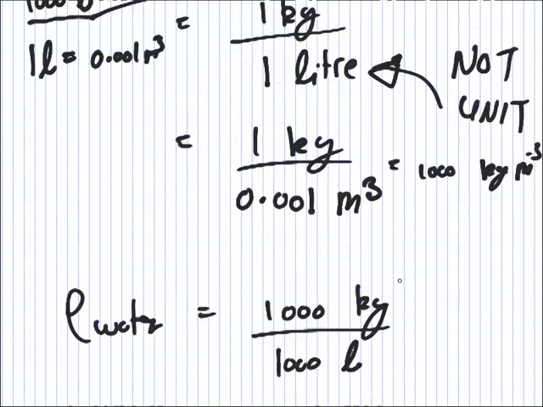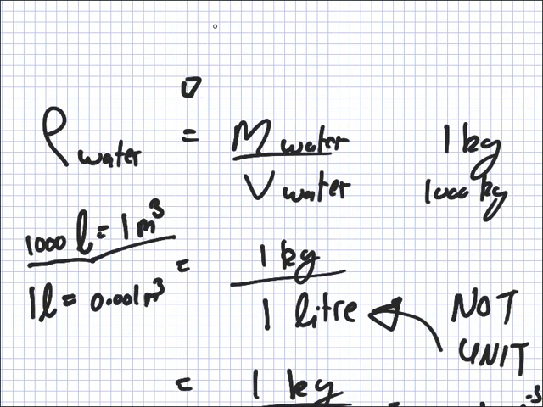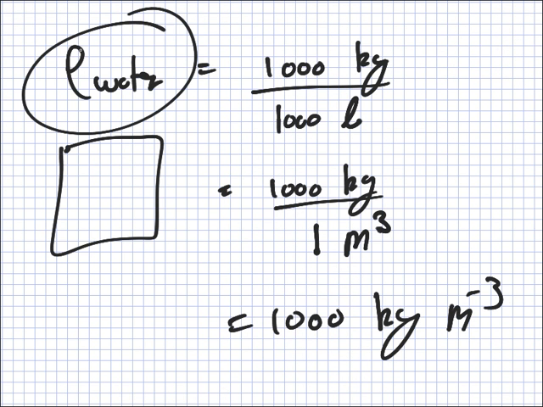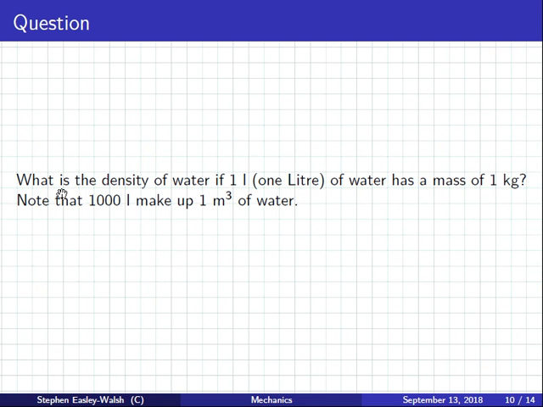So it doesn't matter if you have a little water or if you have a lot of water. This is the same for both. Yeah. So I don't think you need to write that down. But I think maybe you should write down that 1,000 litres is 1 metre cubed.